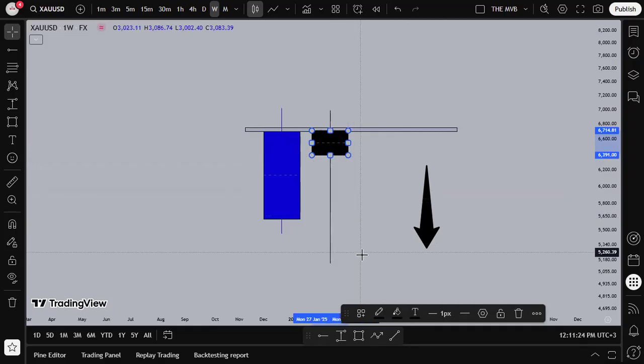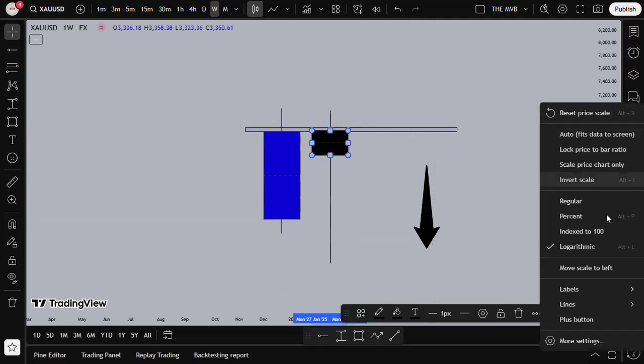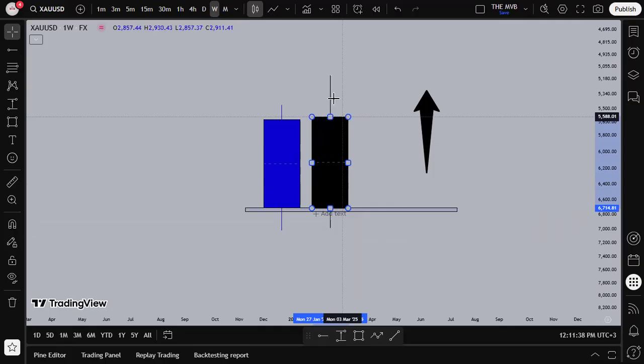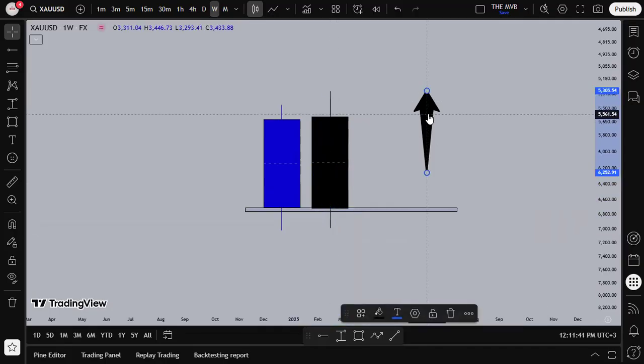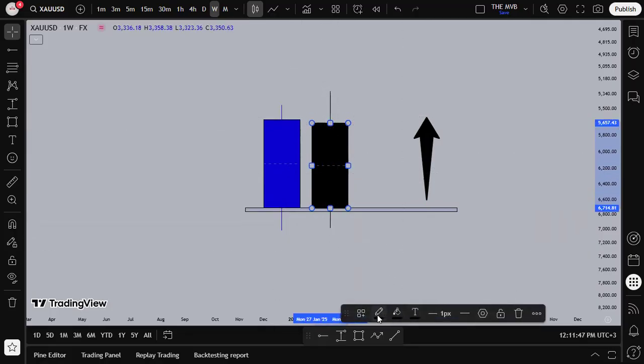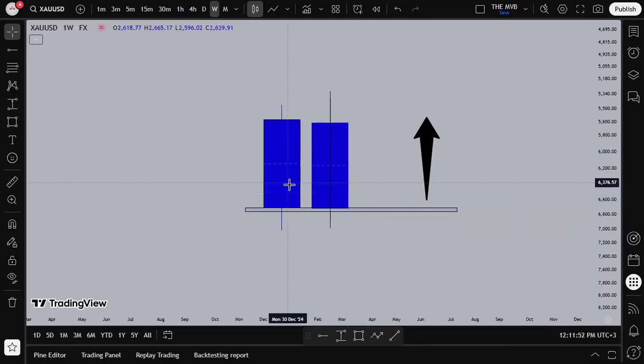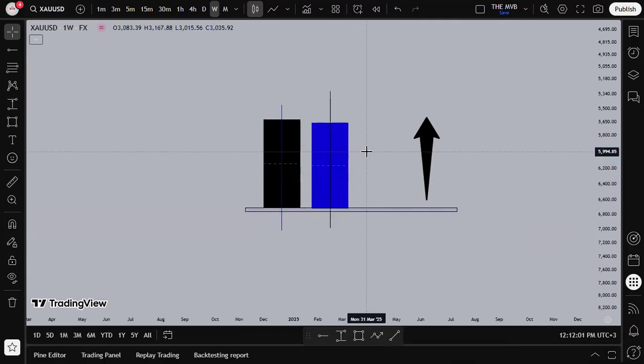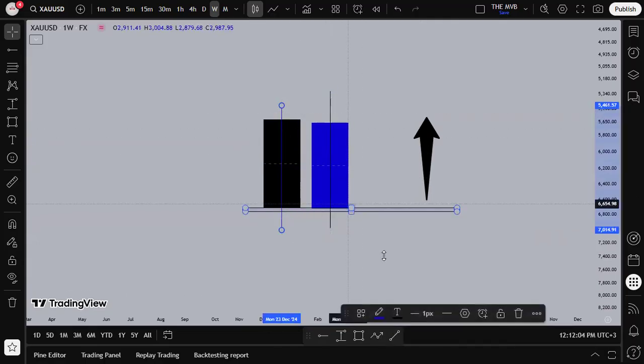So mainly we can see the price going up from here. Okay, we can see the price going up, and I'm going to give you some examples. Okay, so in case of a support level, let's change the colors here. So here will be black.